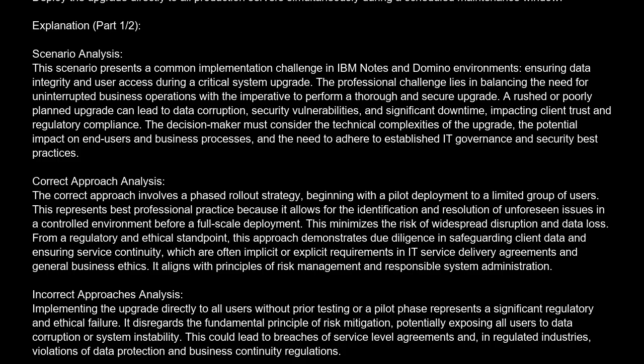Incorrect approach analysis. Implementing the upgrade directly to all users without prior testing or a pilot phase represents a significant regulatory and ethical failure. It disregards the fundamental principle of risk mitigation, potentially exposing all users to data corruption or system instability. This could lead to breaches of service-level agreements and, in regulated industries, violations of data protection and business continuity regulations.